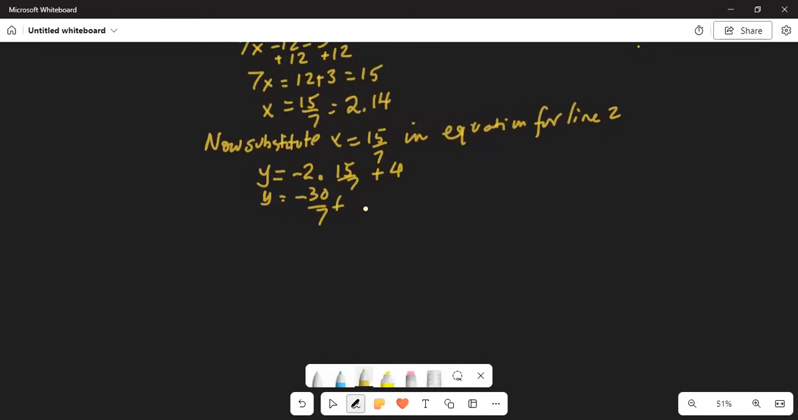and 4 I can write as a multiple of 7, as 4 times 7. And then since I multiplied by 7, I divide by 7 also. So this becomes y equal to minus 30 by 7 plus 4 times 7 is 28 over 7. So y equal to 28 minus 30. I cannot subtract 30 from a smaller number 28. So I'll subtract the smaller number 28 from the larger number.